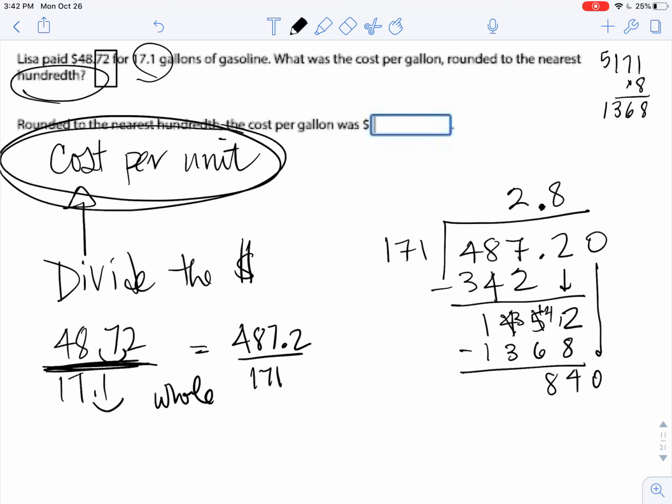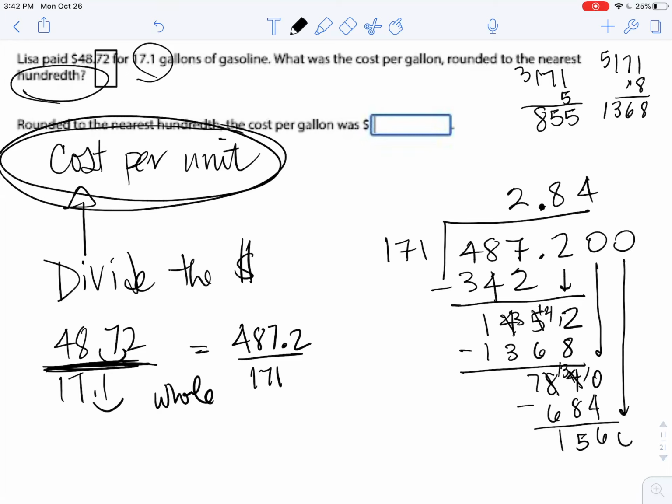171 into 840. That's 171 times 2 is 342, so times 4 would be 684. Let's try 5. 5 times 1 is 5, 5 times 7 is 35, carry the 3, 855. Ooh, too much. So 4. And that would be doubling 342, so 684. Subtracting, we get 156, 1560.